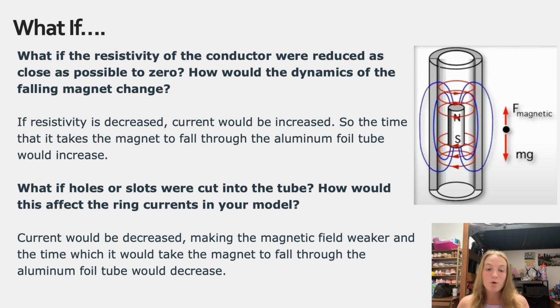And then what if there were holes or slots that were cut into the rings of the tube? How would this affect the ring currents in your model? Because the current would be decreased, the magnetic field as a whole would be weaker, so the time that it would take the magnet to fall through the aluminum foil tube would decrease since there's nothing holding it up against that force.